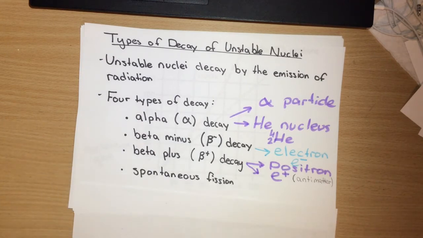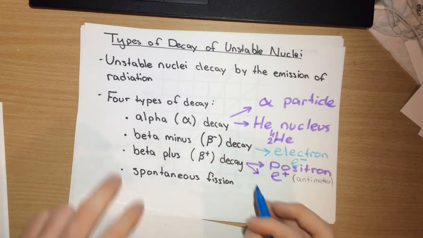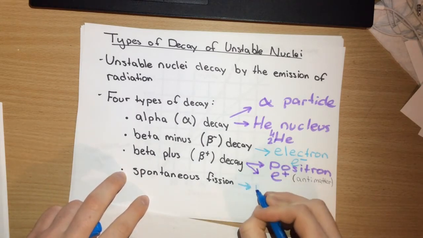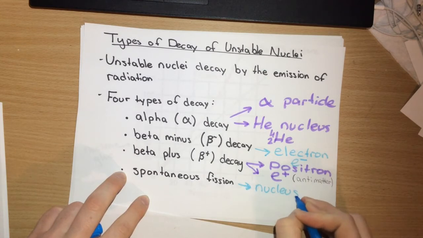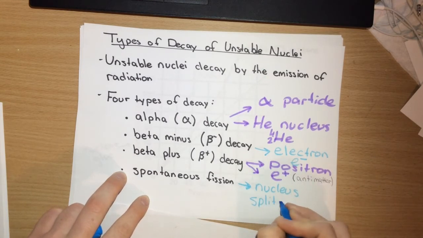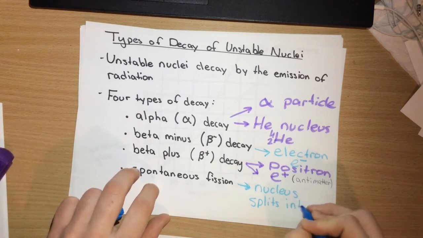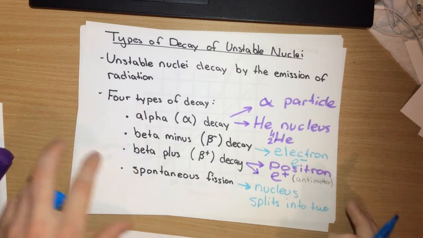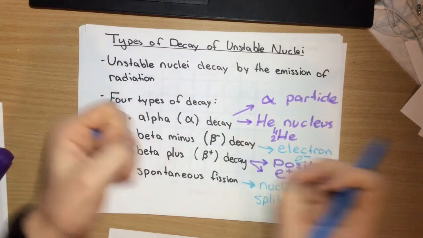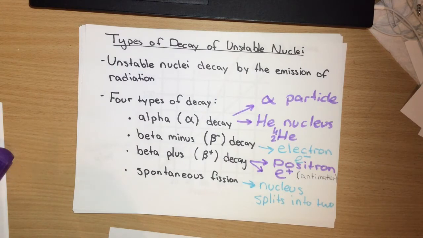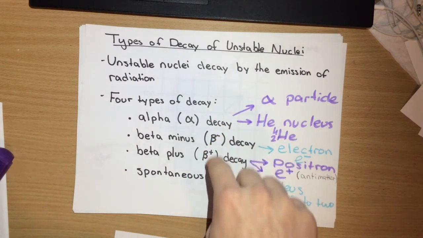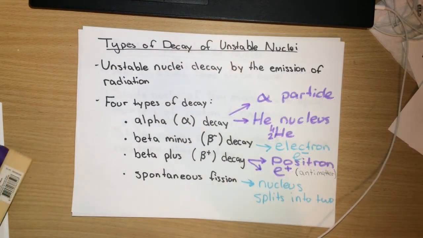And finally, we have spontaneous fission. What this is, I'll get my blue back, is when we have a nucleus, and the nucleus splits in 2. So you might have some large nucleus and it just splits into 2 smaller ones. So that's called spontaneous fission. Now what we're going to look at next is when each of these occurs. So firstly, we're going to have a look at when alpha particles occur.